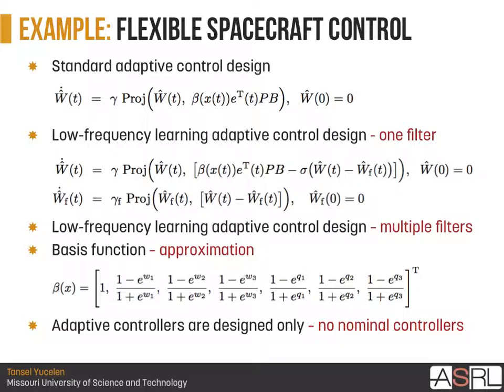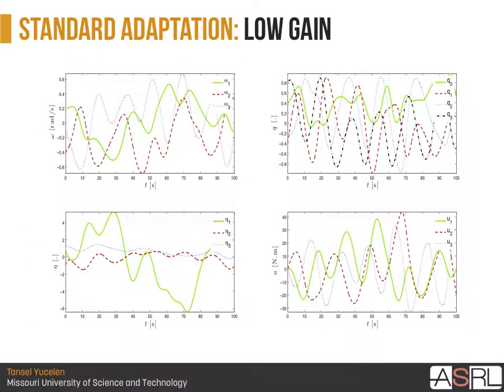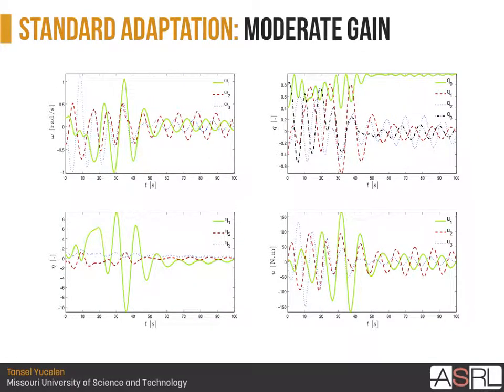And for the basis function here, I am going to use this basis function, and I am going to design adaptive controllers without a nominal controller, and of course, you can also have a nominal controller as well. Now, here is the standard adaptation with a low gain setting, and it is highly oscillatory, so I'm going to increase the learning rate, and it does a better job with moderate gain. This is the control signal, this is the unmodeled dynamics, this is the quaternion, and this is the angular accelerations and velocities.